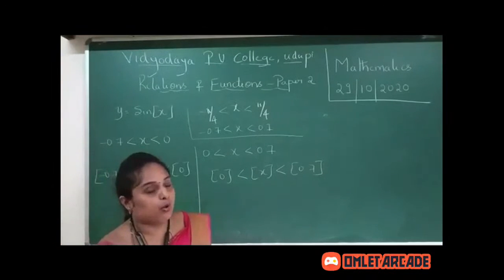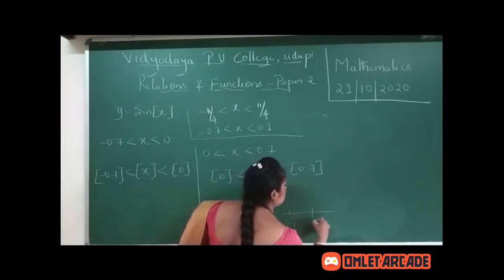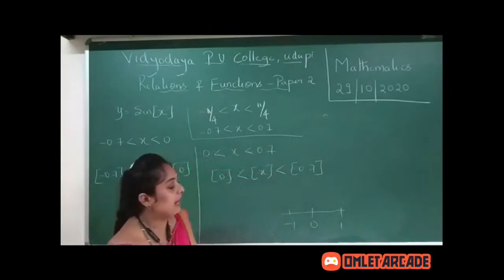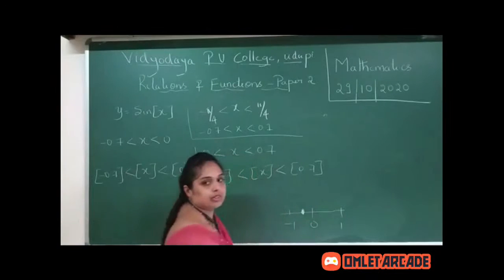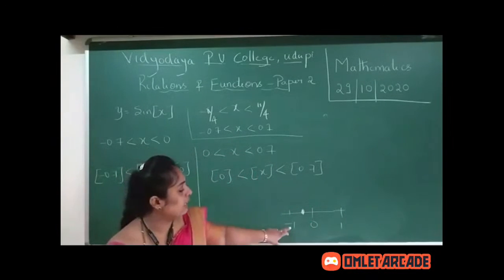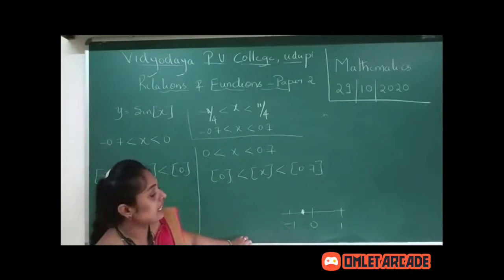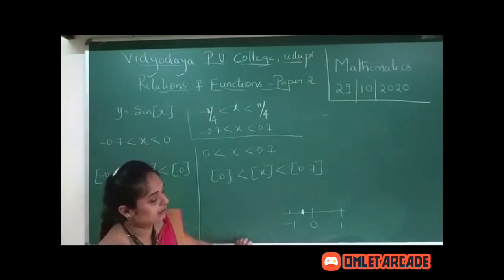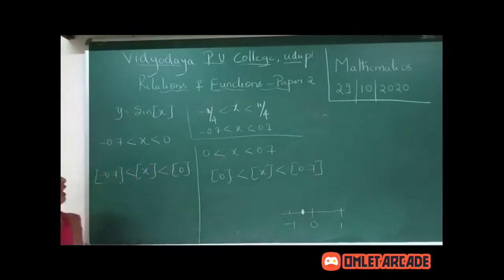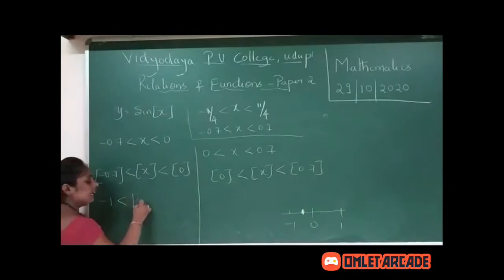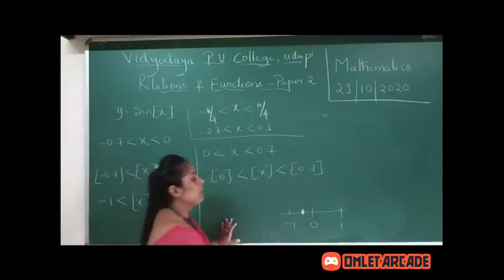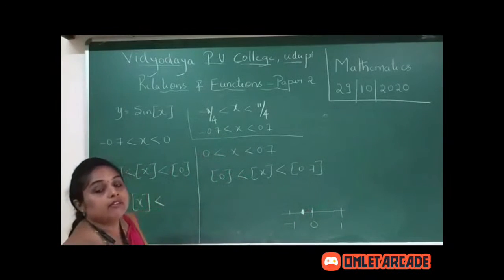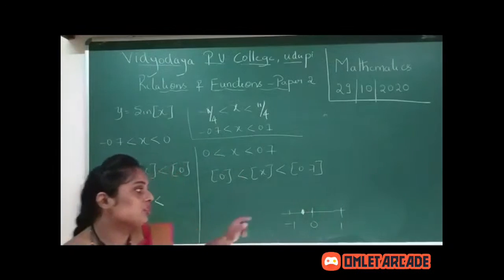Now, what is greatest integer of minus 0.7? See, minus 0.7 is somewhere here, right? What would be the greatest integer for that? Minus 1, which assumes the value just less than or equal to the given number. So it is minus 1. Minus 1 is less than greatest integer x, less than greatest integer 0. For greatest integer 0, it is 0 only, which assumes the value less than or equal to also. So for 0, it is 0.